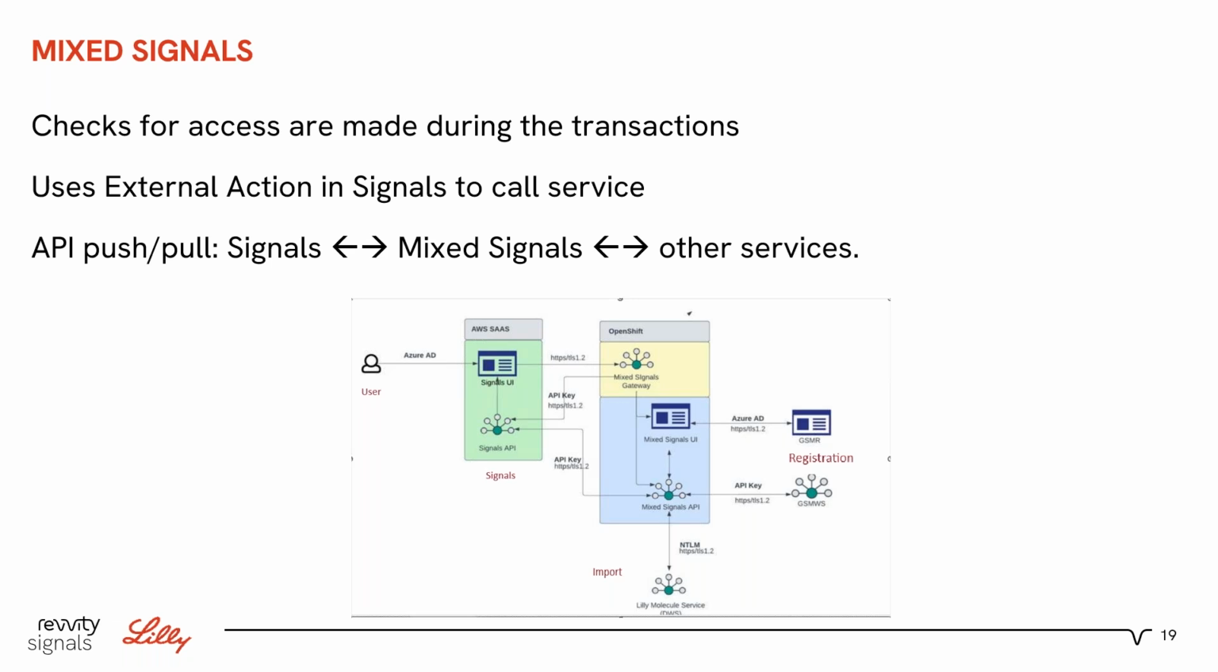One important note is that we're actually using the authorization from the services themselves. So the global sample registration or the Lilly molecule service, we're using mixed signals to send the credentials. And if the person does not have access to those, it won't let them go out to register or do their searches for the Lilly molecules. So that way we didn't have to duplicate any kind of authorization within mixed signals itself or worry about that in signals. So those are our integrations we've done using the external actions.